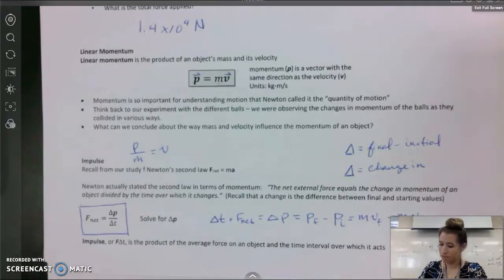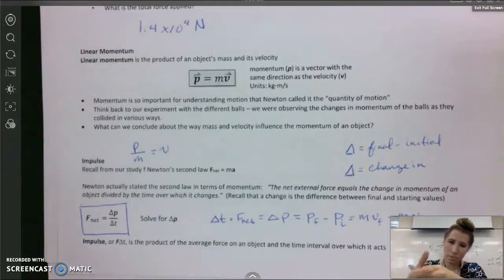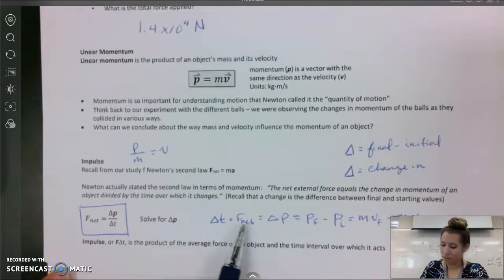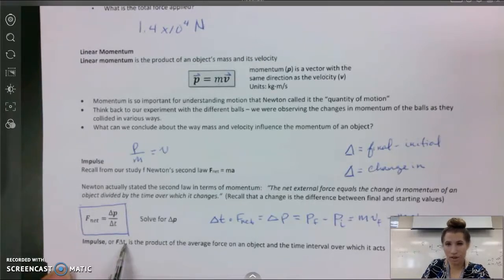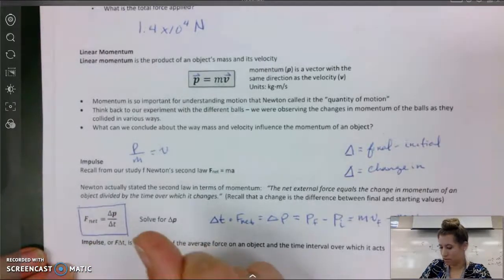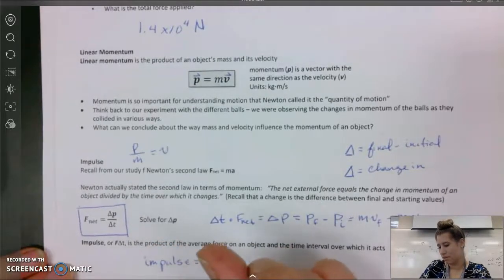Last concept for this one, reminder. Impulse. It is a force applied over a given amount of time. And doesn't that look really familiar? So we have a force being applied over a given amount of time. And so this equation, this force times delta t, the change in time, that is impulse. So we could say, if we want to give this a word equation, that impulse of an object is equal to a change in momentum of the object.